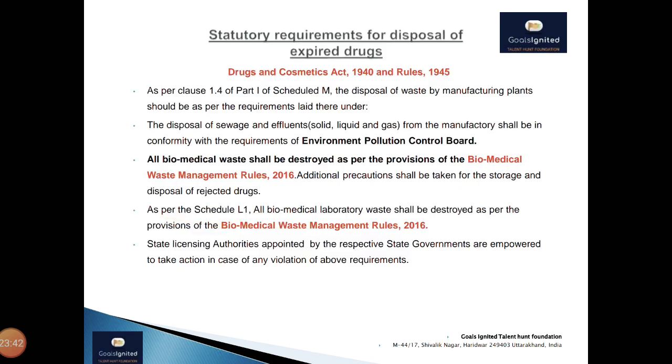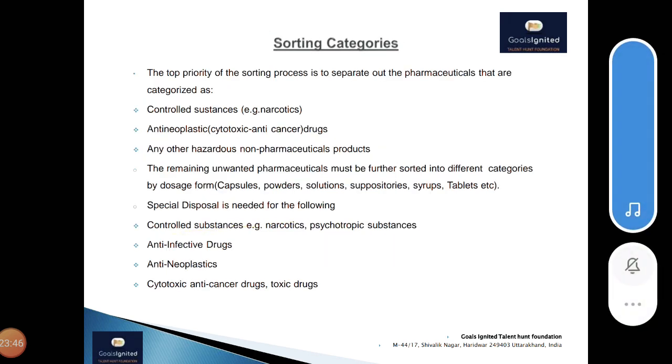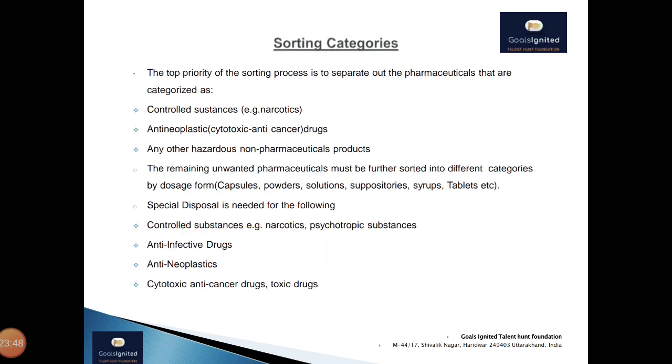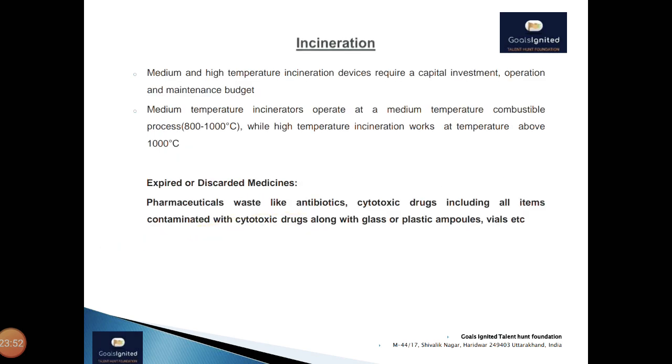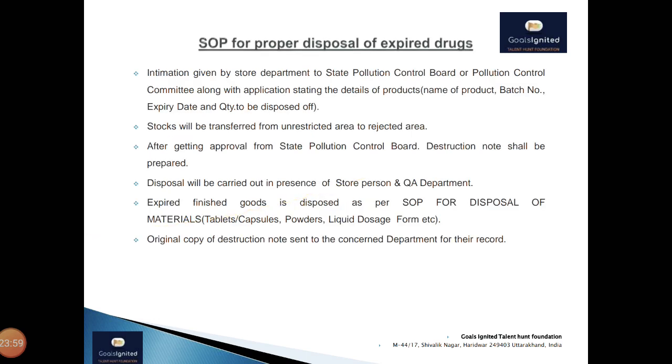Then the incineration process. Pharmaceutical waste like antibiotics, cytotoxic drugs, including all items contaminated with cytotoxic, along with the glass or the plastic chemical vials, are required to be discarded separately and in a proper manner with the incineration process. So you require to have the SOP for the proper disposal of the expired drugs. So all the GMP facilities are required to prepare a SOP for the proper disposal of expired drugs.